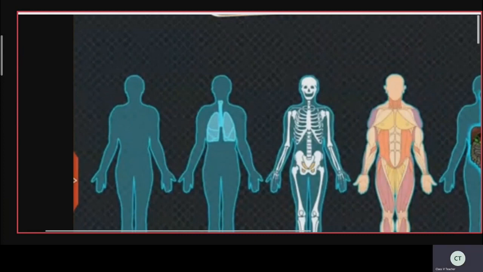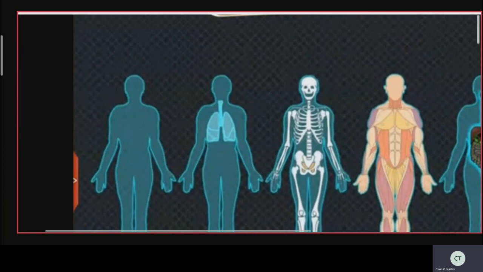We have completed lesson 5. Okay, what did we learn in lesson 5? We have learned about our body and the sense organs, isn't it? Now, today we are going to enter a new chapter of body and internal organ systems.